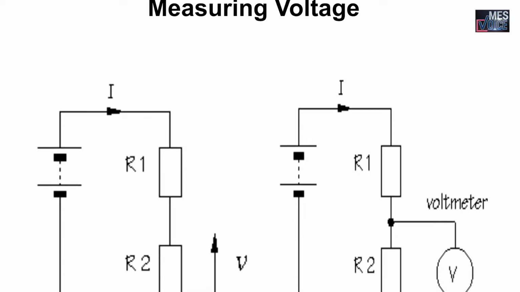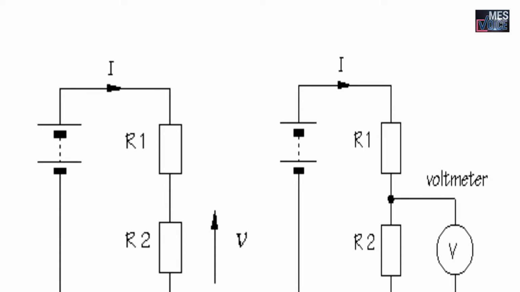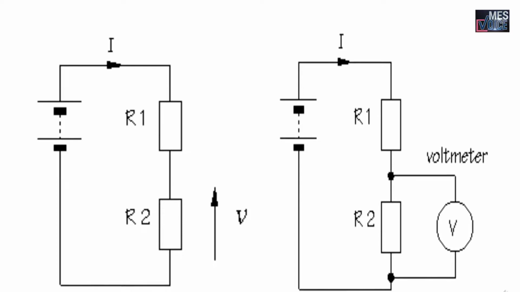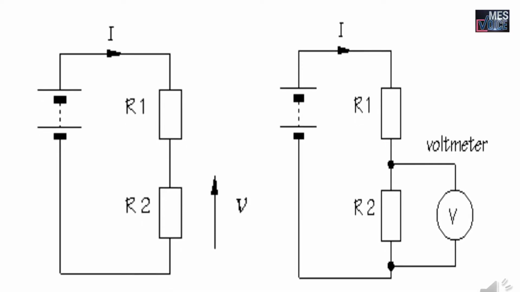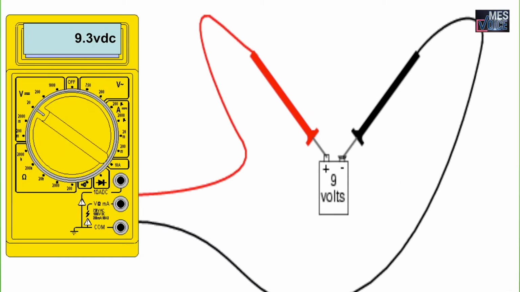This is the circuit diagram for measuring voltage. This is the circuit. There are two resistors R1 and R2. There is an external applied voltage. For the measurement of voltage, we are connecting a voltmeter across R2. For measuring the voltage of a battery, we are connecting the positive lead of the multimeter to the positive terminal of the battery, and the negative terminal of the multimeter, that is the common, we are connecting to the negative terminal of the battery. Hence we will get the reading on the display.